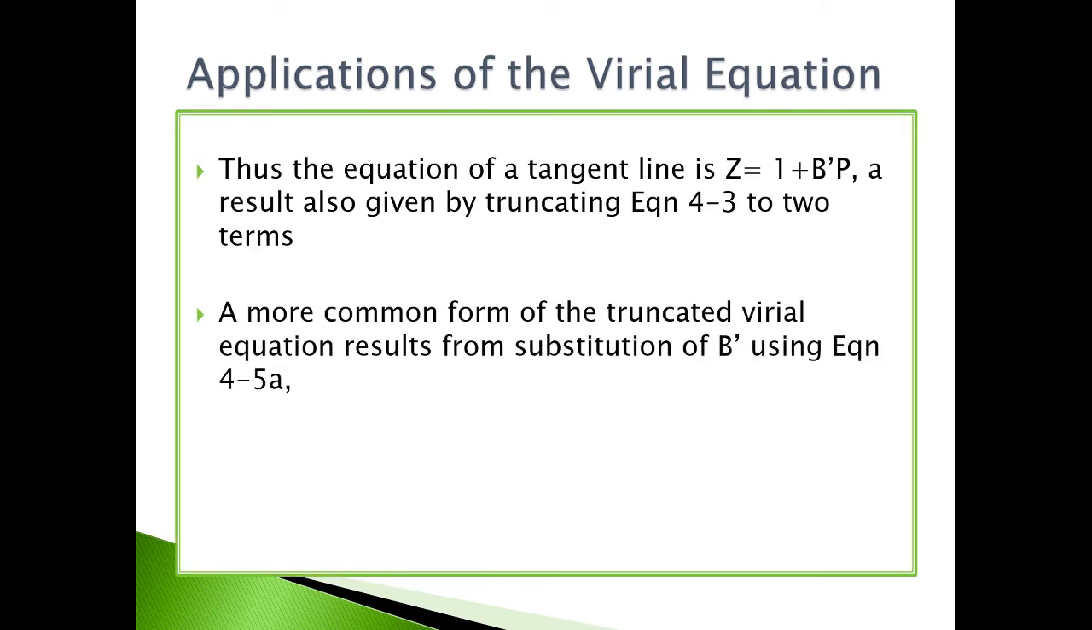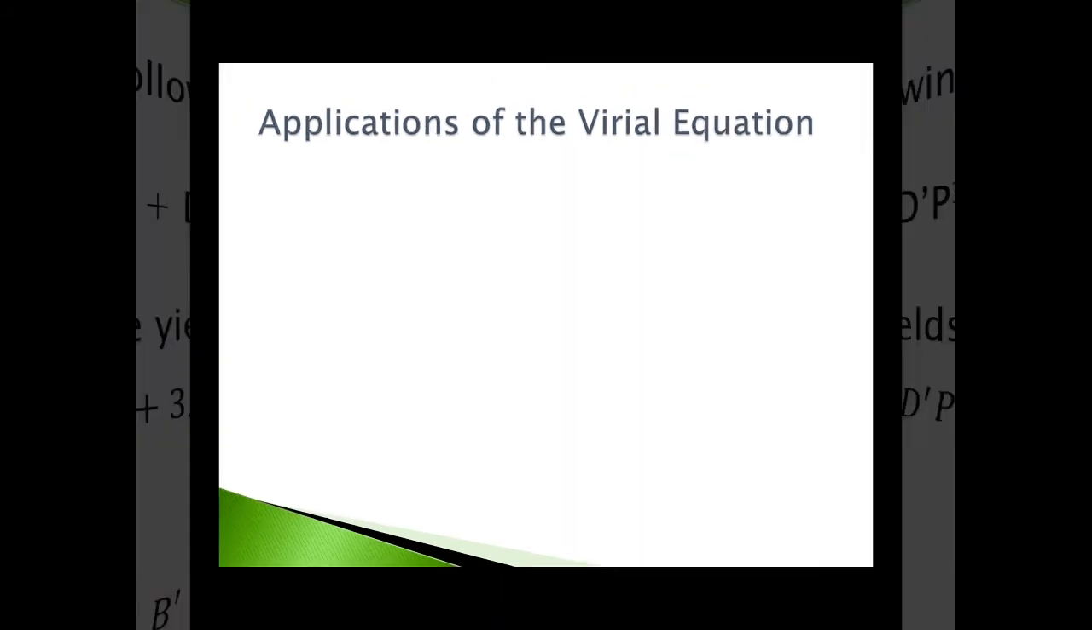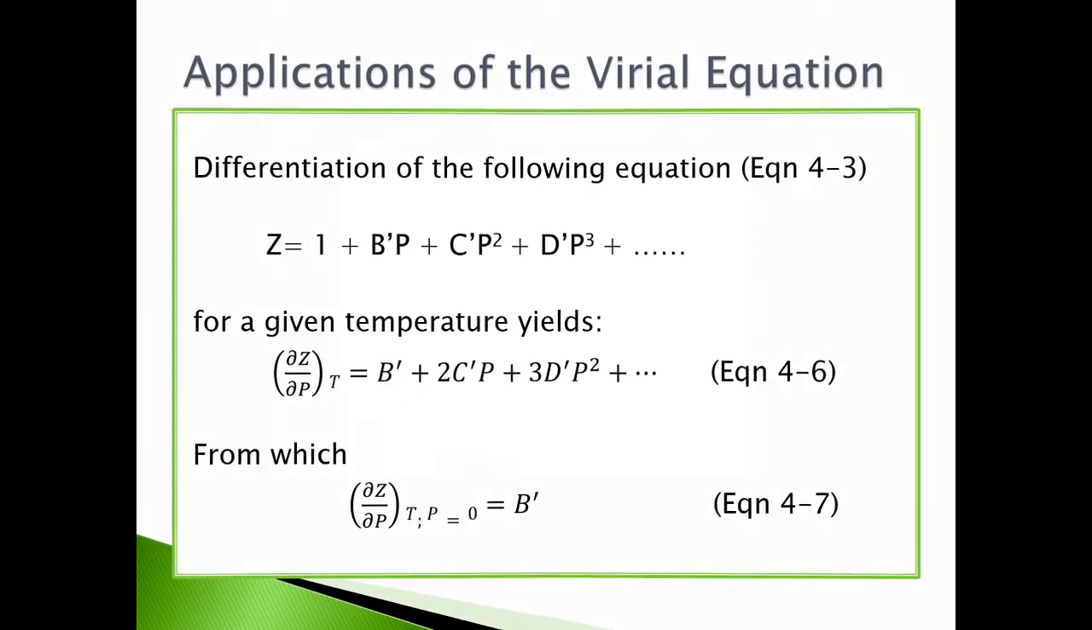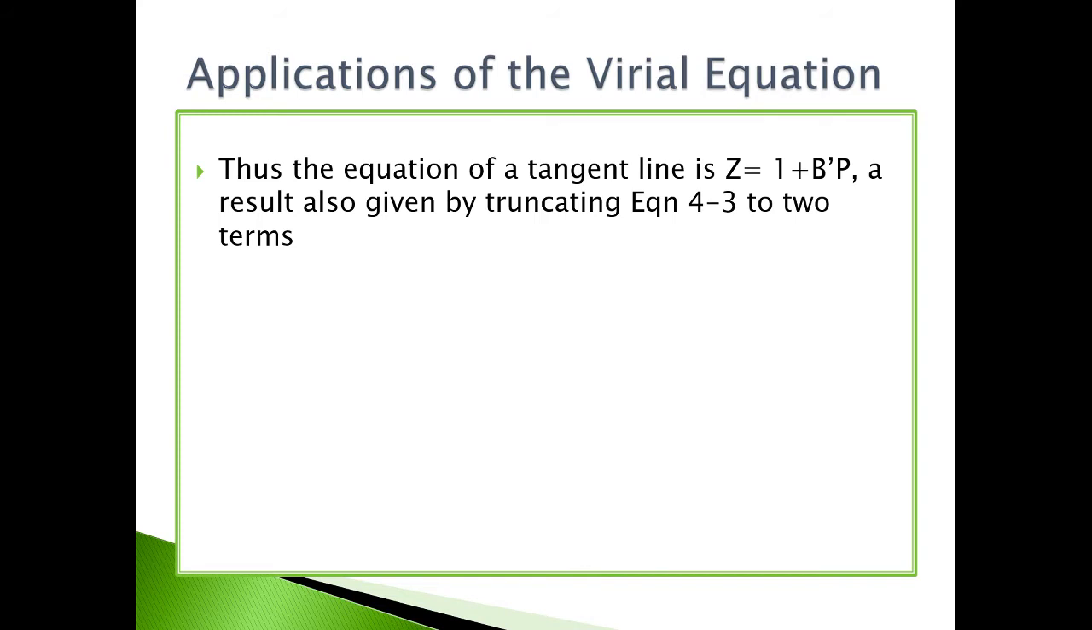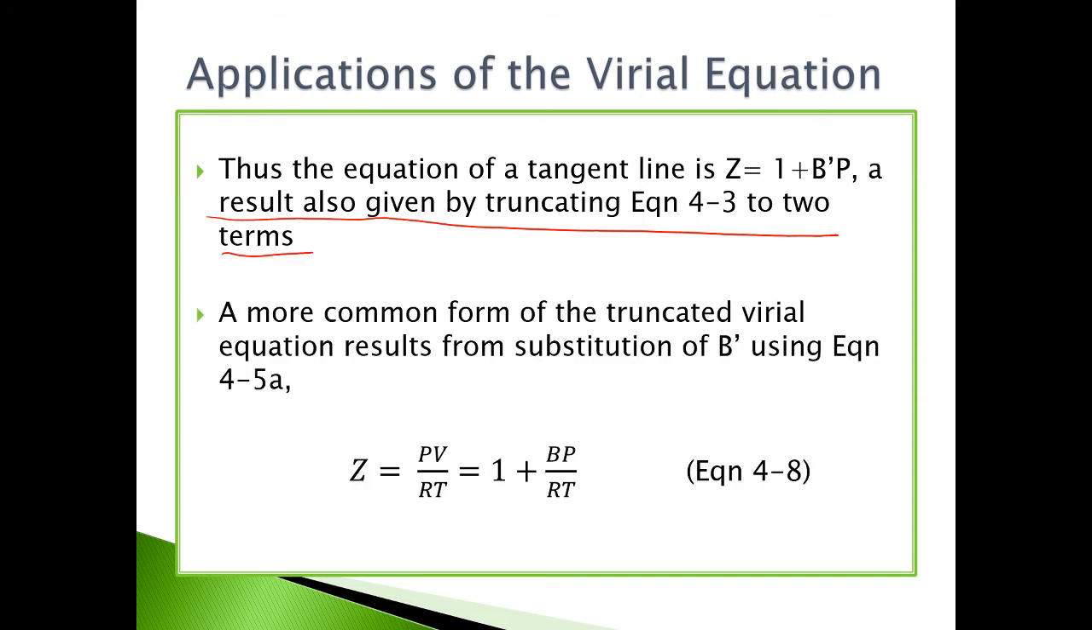Therefore, itong equation ng tangent, equation ng tangent line ay Z equal to 1 plus B prime P. Diba, pag nagdi-differentiate tayo, nakuha natin yung equation ng tangent. A result also given by truncating equation 4-3 to 2 terms. A more common form of the truncated virial equation results from substitution of B prime using equation 4-5a.